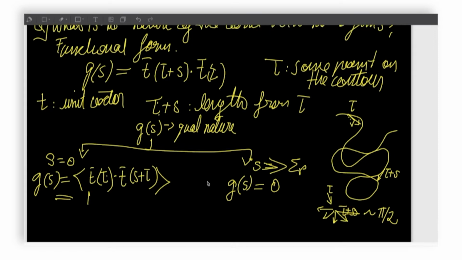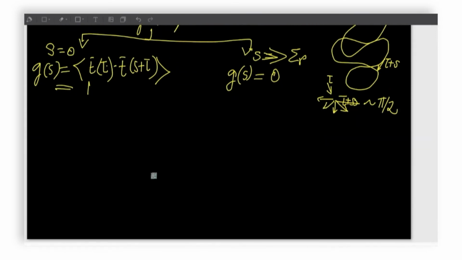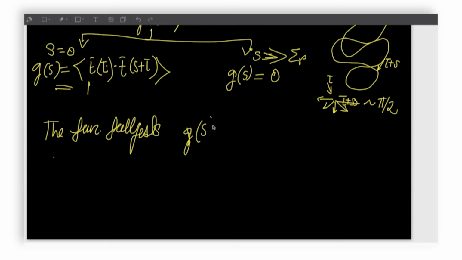So the question becomes, what function satisfies this condition that when s is 0, the value is 1, and when s is much larger, it decays, right? It is 0. And the function that fulfills these requirements is, not very surprisingly, nothing but the exponential, where we say that the coefficient of the exponent, the decay, exponential decay, is in fact the persistence length.